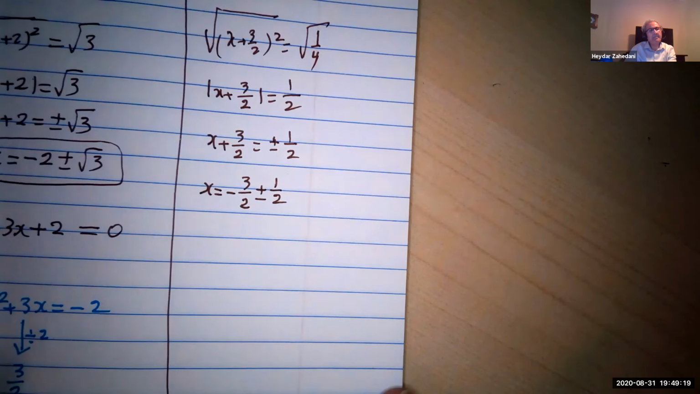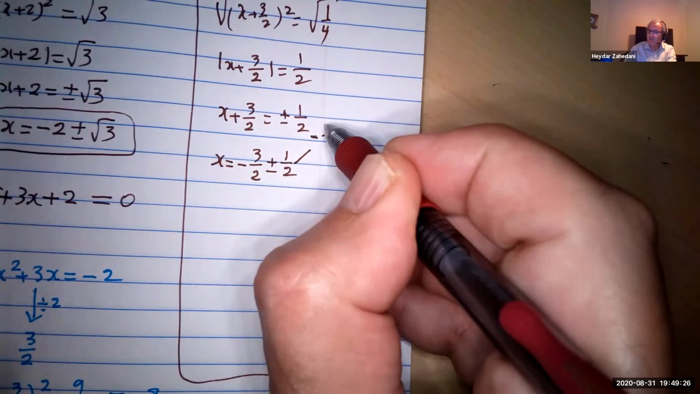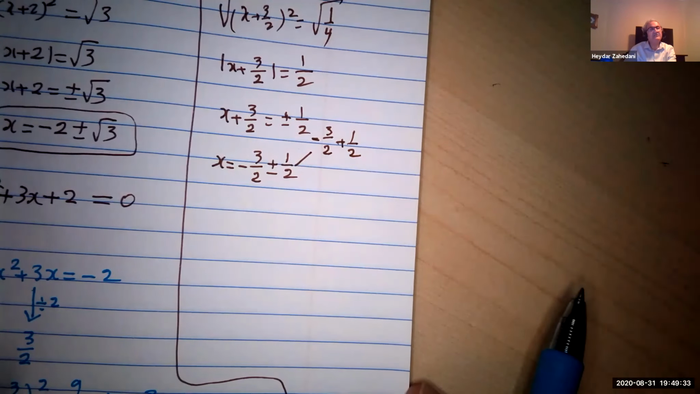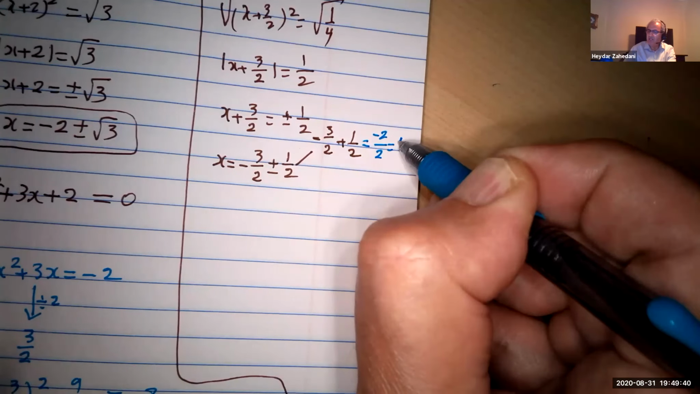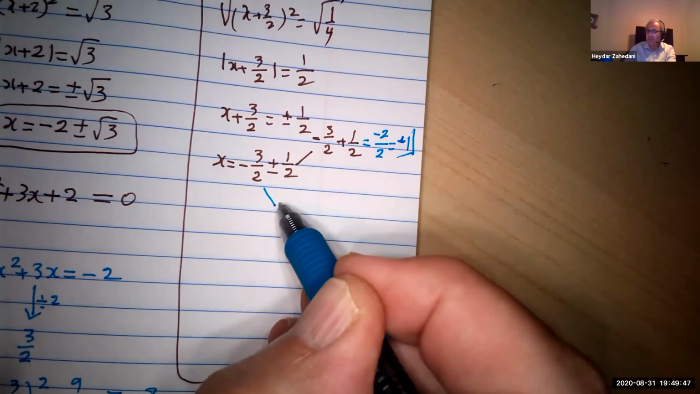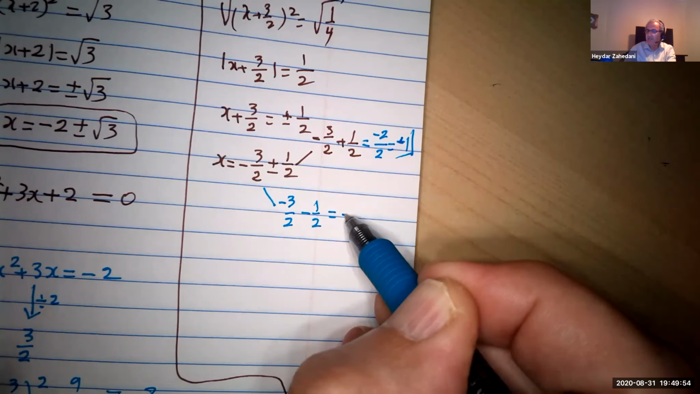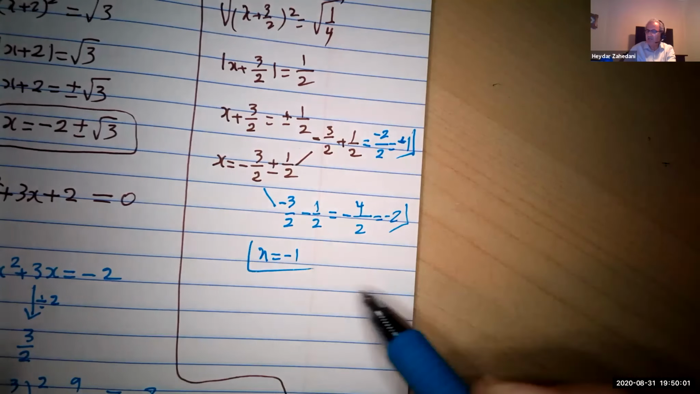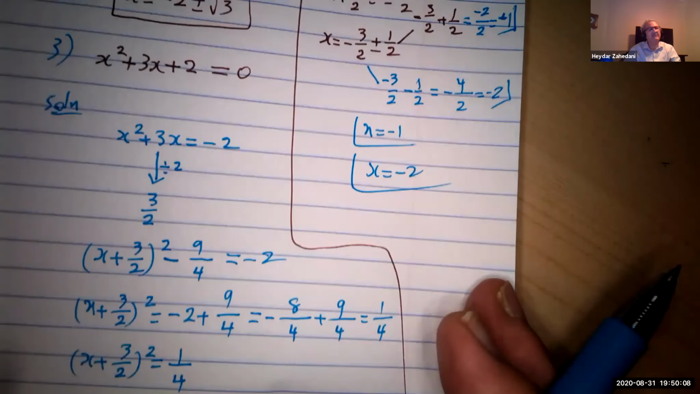You have to simplify it in two different cases with the positive and the negative. So that gives us negative 3/2 plus 1/2. That gives me negative 3 plus 2, which is negative 2 over 2, which is equal to negative 1, one solution. And if you go with the negative, it's negative 3/2 minus 1/2, so that will give us negative 4/2, which is negative 2. So you have two solutions, x equal to negative 1 and x equal to negative 2, and then you're done. It can be done even if it's fractional.